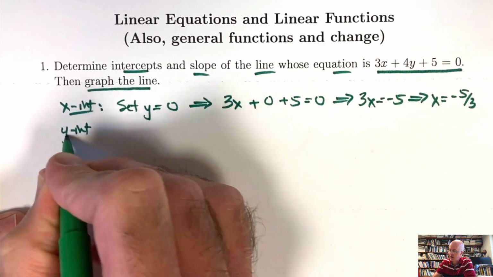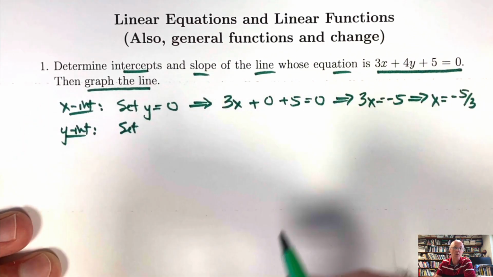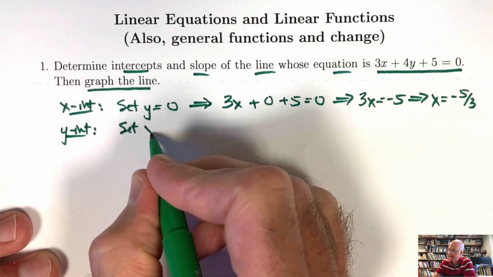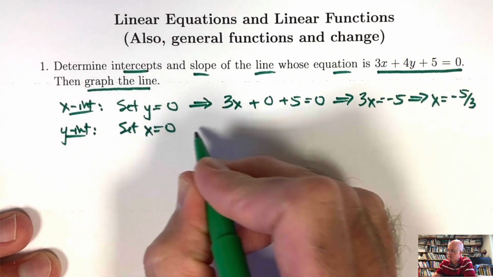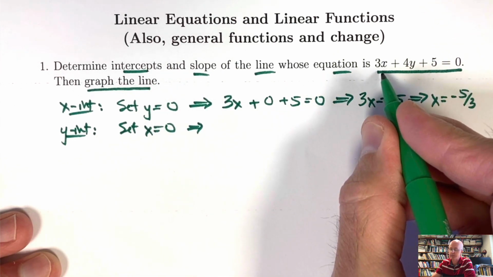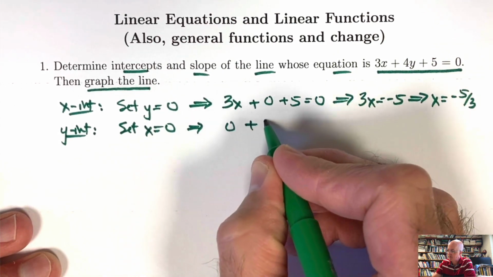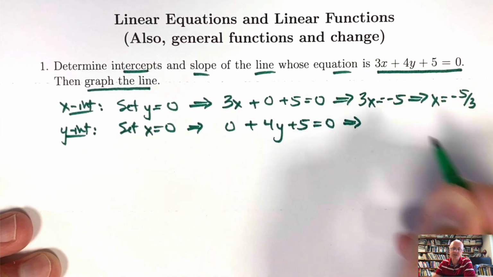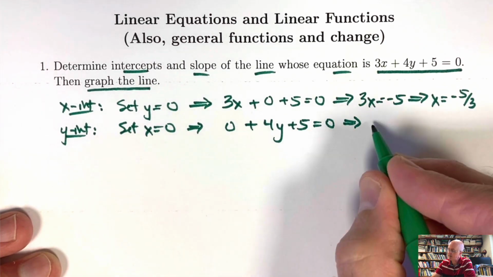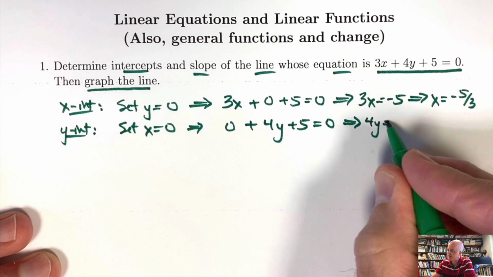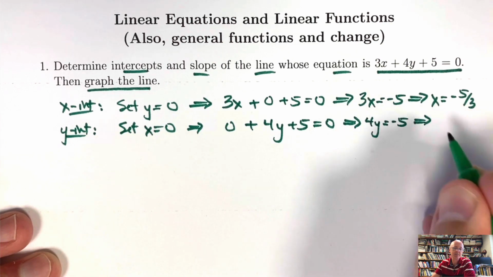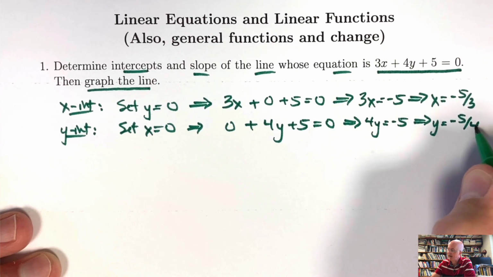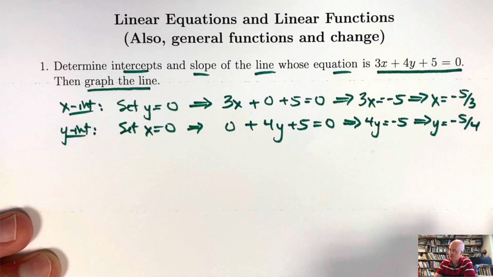What about the y-intercept? You want to find where it crosses the vertical y-axis. That's where x equals 0. Set x equal to 0 and solve for y. So you get 3 times 0 is 0, plus 4y plus 5 equals 0. We want to solve that for y. Subtract 5 from both sides and get 4y is negative 5. Then divide both sides by 4 and get y is negative 5/4, and that would be negative 1.25.